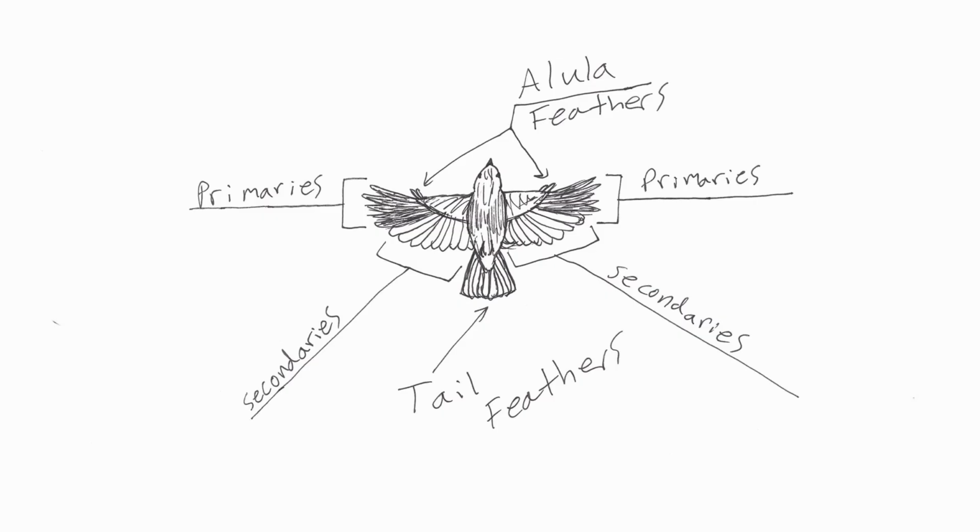And then the secondaries are the ones in between the primaries and the body. So that would be along your arm. Those are what generate most of the lift. So those ones are some of the most important feathers on the body.